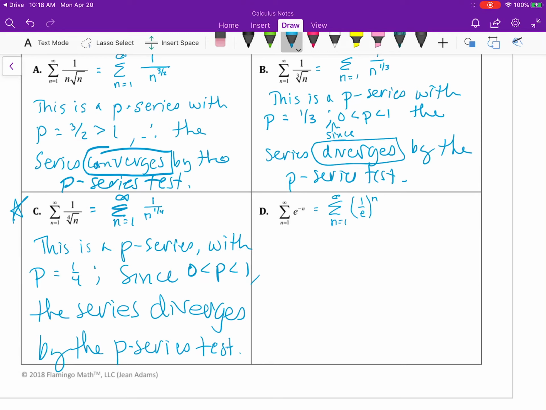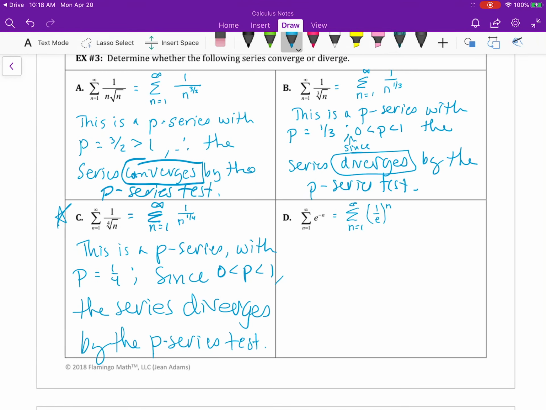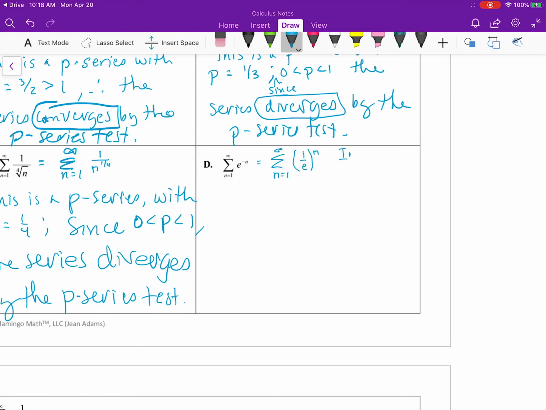When you look at this one, it is not a p-series. The n is not your base. If you wanted to rewrite this one, you could think of it as 1 over e to the n. So I flipped it, e over 1 to 1 over e, and then it became to the positive n. So now you could look at it as a geometric series, or you could also use the integral test. There are all kinds of ways to do this. Let's go ahead and use the integral test on this one.